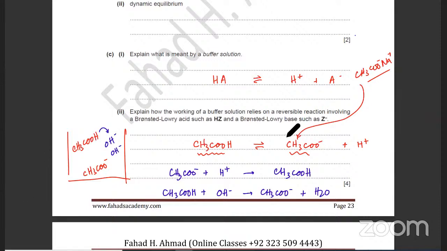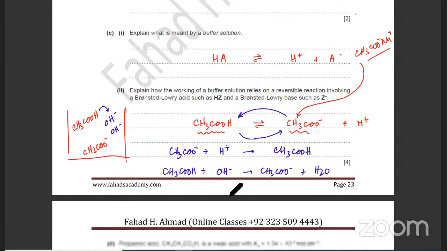Or in simple words, it's this equilibrium that is shifting forward or backwards. If you add too many H+1 ions, the equilibrium shifts backwards. If the H+1 decrease because of the addition of OH ions, the equilibrium would shift forward. Okay, but you have to make this equation up for the OH ions.